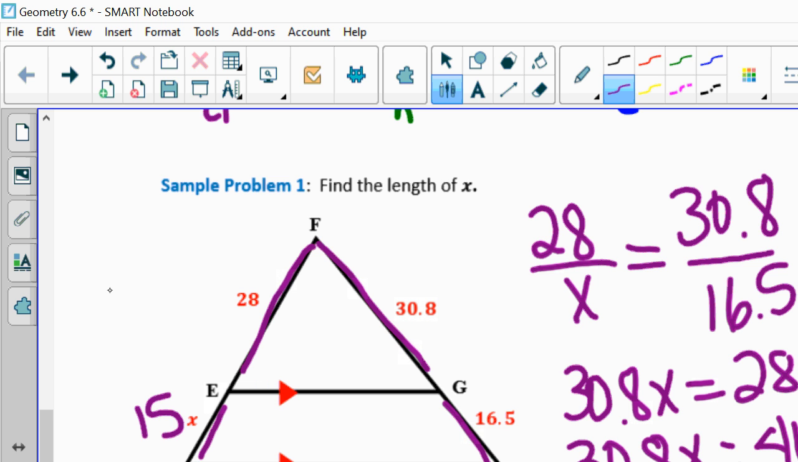We can talk about common sense. Okay, does my answer make sense? Okay, I see that this side is 28, this one's 30.8. This one was bigger, so that would mean that this one would have to be bigger than this. This was 16.5, I got 15. That's smaller, makes sense. Okay, so we can always kind of double check ourselves that way as well.